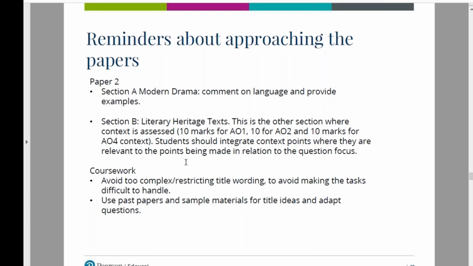In relation to coursework, just a reminder, this is again directly from the Chief Examiner, just be careful with overly complex or restricting title wording, because sometimes they prove difficult for students to handle. Obviously the coursework is the equivalent of paper 2. So if in doubt, you can take the exam questions from paper 2 and adjust them for use as your coursework titles. The exam question is a good indicator of how straightforward a coursework question could be.